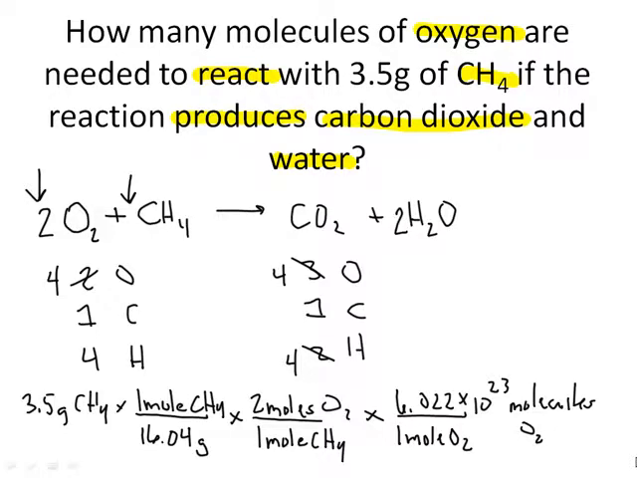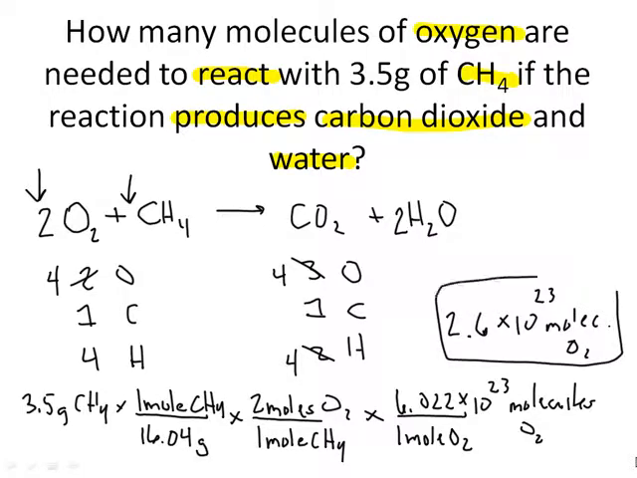And then put it in your calculator. So 3.5 divided by 16.04 times 2 times 6.022 times 10 to the 23rd. And I get 2.62 times 10 to the 23rd. But I only need 2 sig figs, so 2.6 times 10 to the 23rd molecules O2 is my answer. And there was my page for my solution.